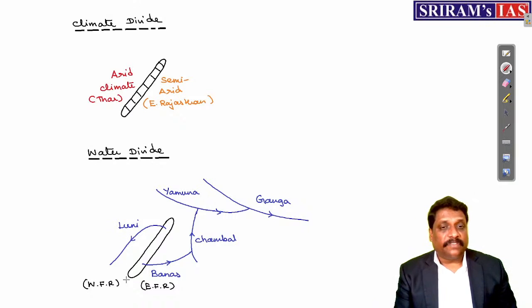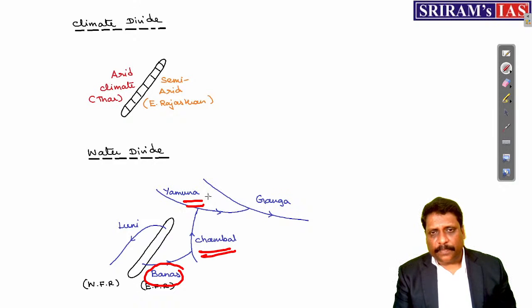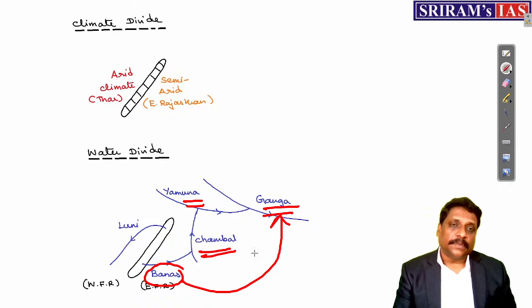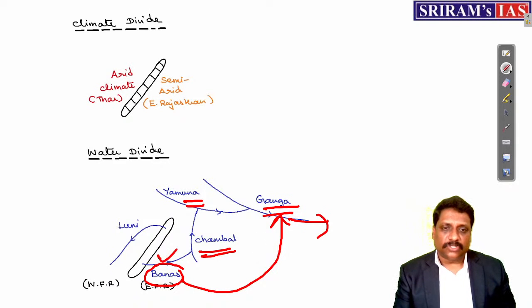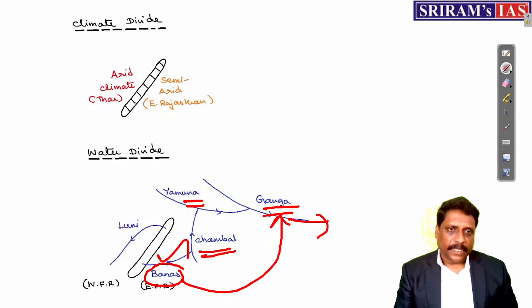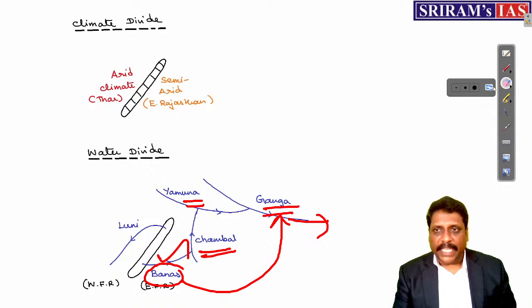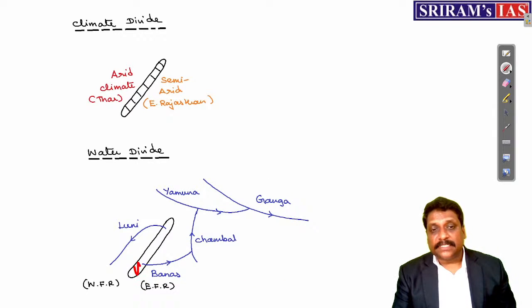Whereas on the eastern side, if I talk about rivers like Banas, Banas is a tributary of Chambal. Chambal is a tributary of Yamuna. Yamuna is a tributary of Ganga. It means Banas is also a tributary of Ganga. So Ganga is an east flowing river. So Banas is also what? East flowing river. So my dear friends, Aravali, like Western Ghats, separates these east flowing rivers and west flowing rivers.